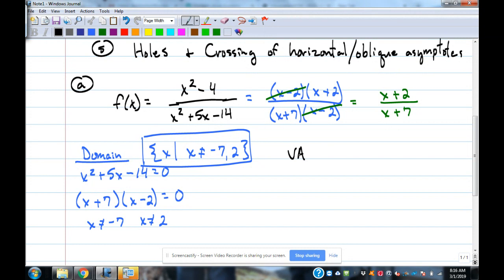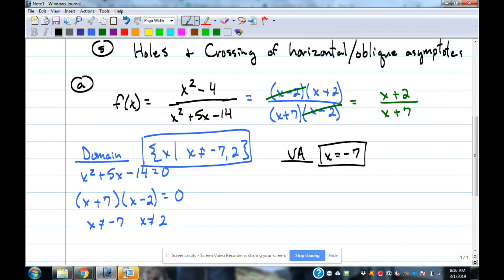Now, vertical asymptotes would be the next thing that we did yesterday. Because of the cancellation, the only vertical asymptote we have here is what? -7. So x equals -7. That's the only one we have because that's the only thing left in the denominator of the simplified version. Remember, vertical asymptotes come from the simplified version of the fraction. Domain comes from the original.